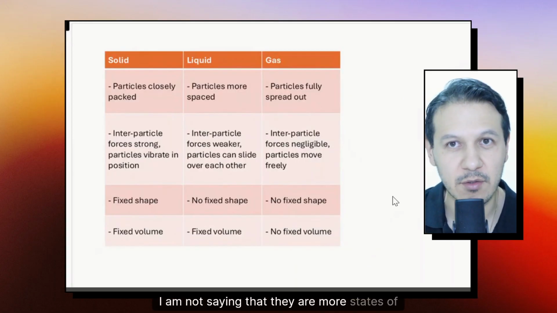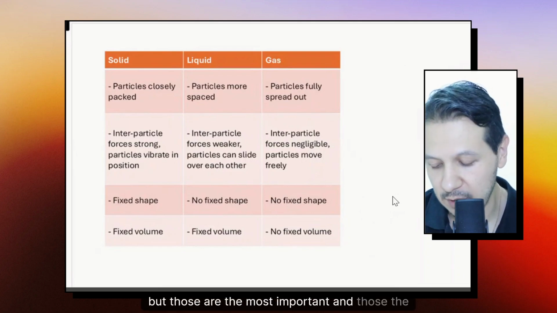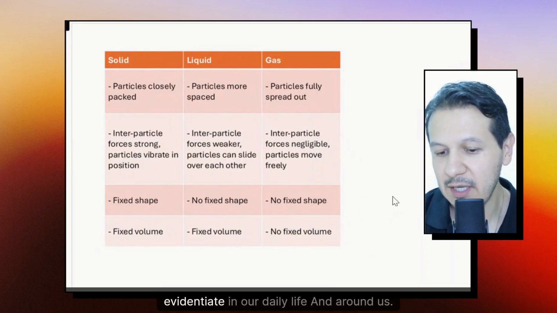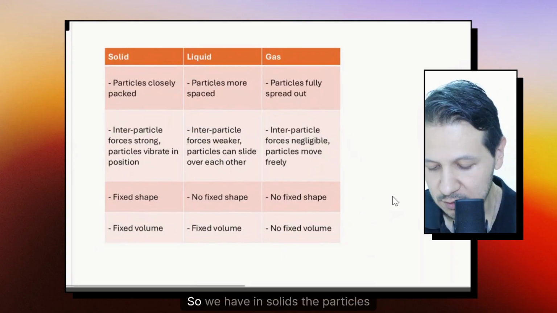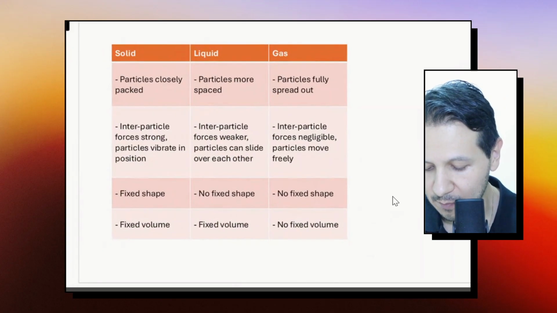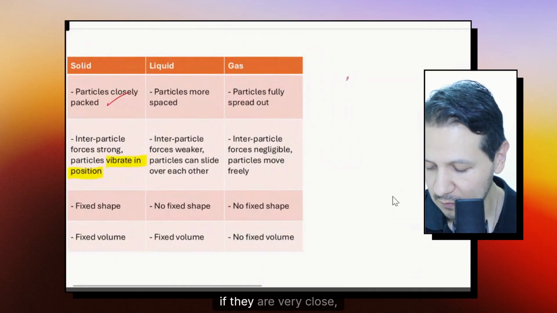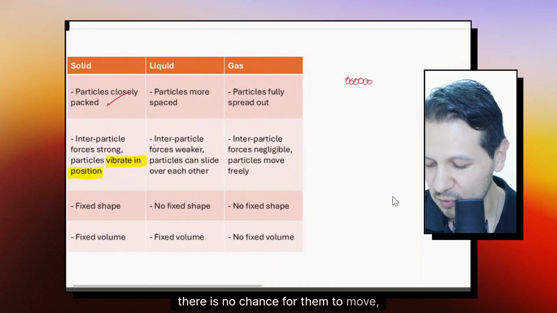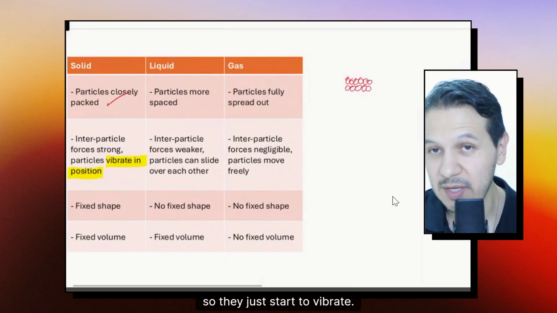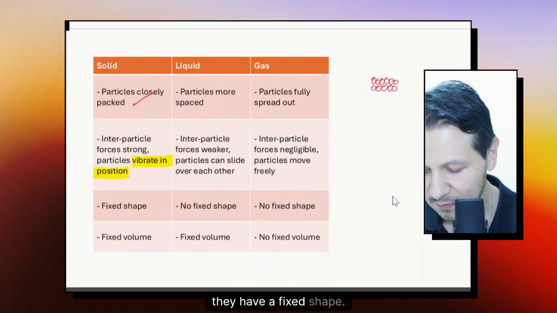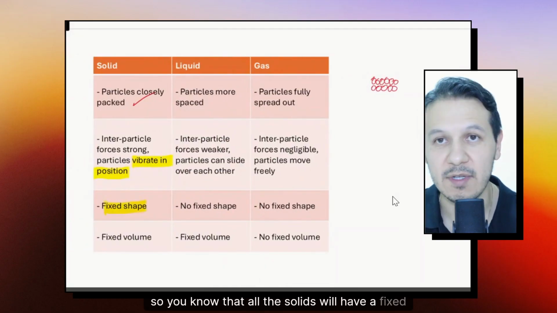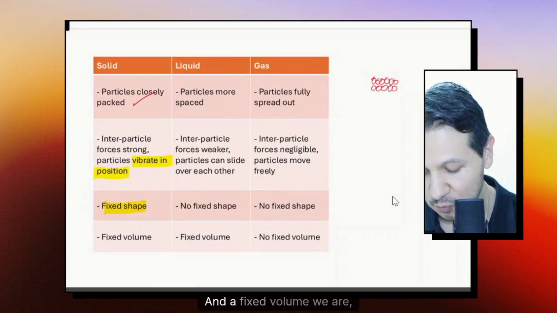I am not saying that there are more states of matter, but those are the most important and the ones that we can evidence in our daily life and around us. So we have in solids the particles packed. Here we have the interparticle forces, a particle vibrating position, something that I mentioned before. There is no movement of the particles because if they are very close together, there is no chance for them to move, you see? So they just start to vibrate. Here they have a fixed shape. So you know that all the solids will have a fixed shape. We cannot change them. And a fixed volume. We cannot change the volume of a solid.